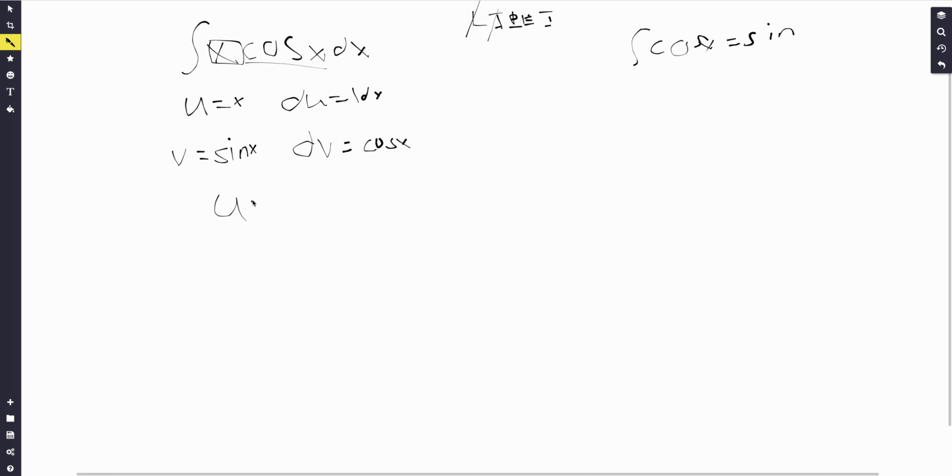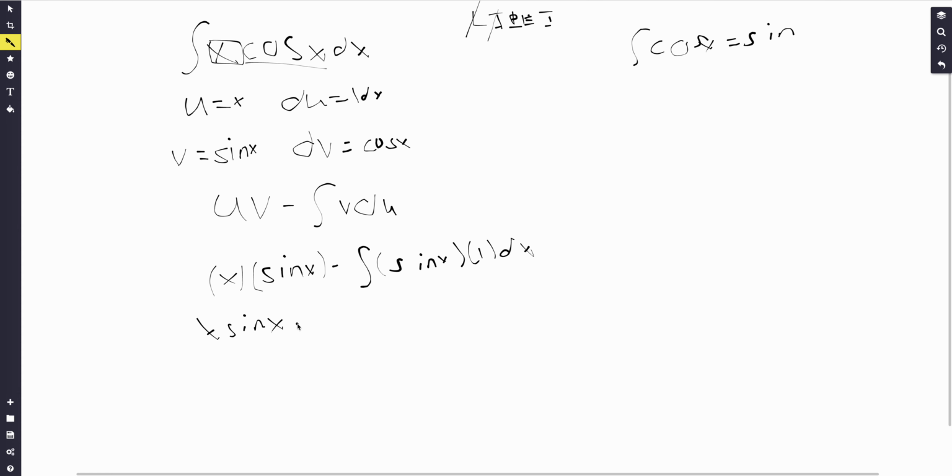Okay, so let's just do the same integration by parts method. Again, I'll write down the formula. It's uv minus the integral of v du. So the u value is x times the v value, which is sine of x, minus the integral of v, which is sine of x, times du, which is 1 dx. So we can rewrite this as x sine x minus the integral of sine x dx. And then simply just take the integral here.